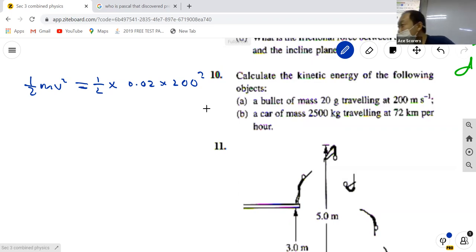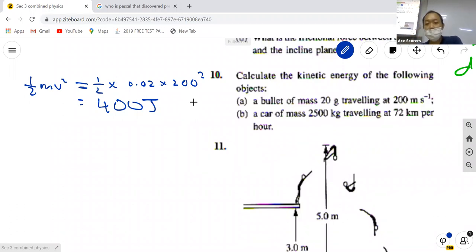Okay, is it okay? Why do you look so suspicious? Did I do something wrong? No. Oh, yeah, the formula half mv square, right? So if you calculate everything, you get 400. That is correct, 400 joules. So this is just plainly using the formula.